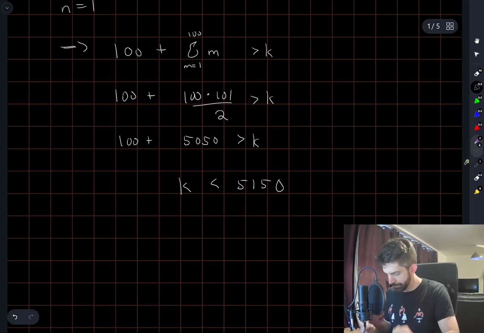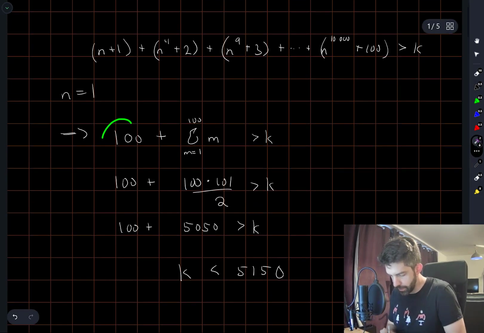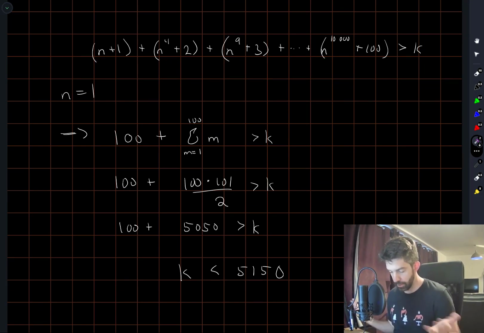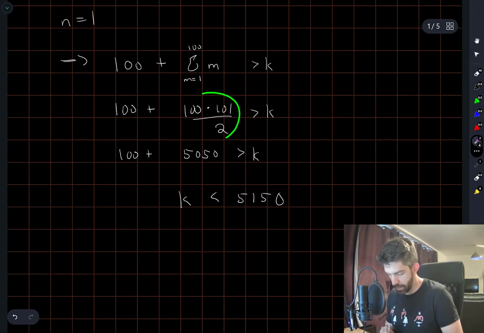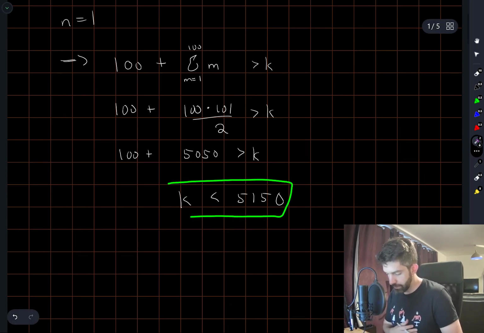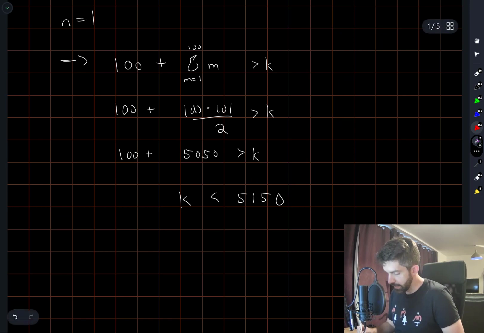So what have I done here? This 100 comes from the sum of all of these terms. When I substitute n is equal to 1, there are just 100 individual ones added together. The sum of this series can be written like that. This might be familiar to a lot of people. It's just equal to 5,050. So I end up getting k is less than 5,150, which is one of the 4 multiple choice options.